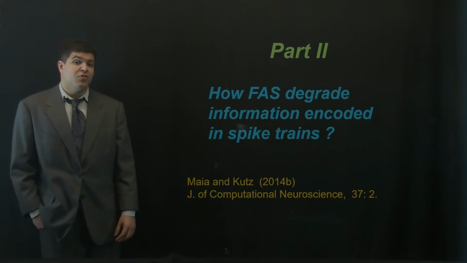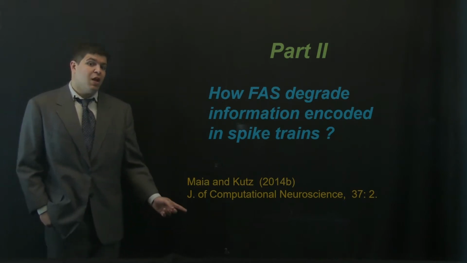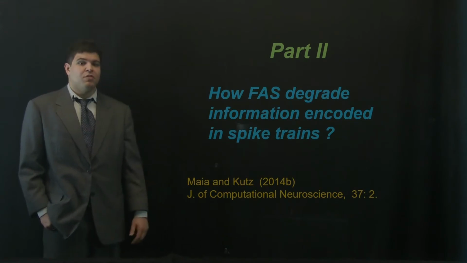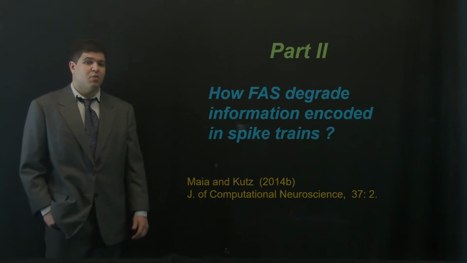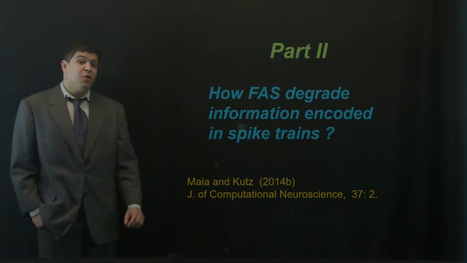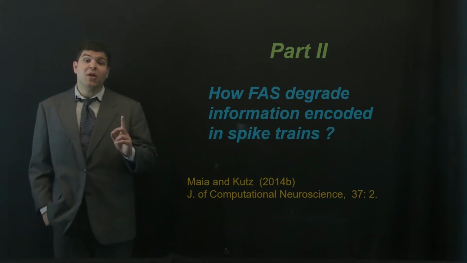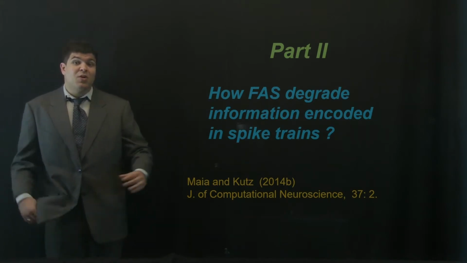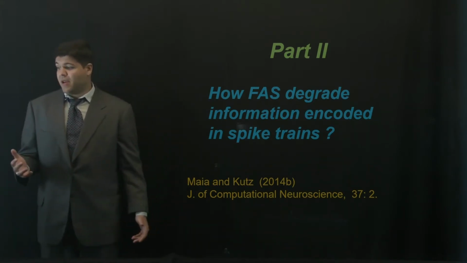So what we're going to show now are results of a follow-up paper to the previous one, which we also published in the Journal of Computational Neuroscience a few months afterwards, okay? So the focus now is not on what happens with a single spike, but what happens to the information encoded in the entire spike train, okay?